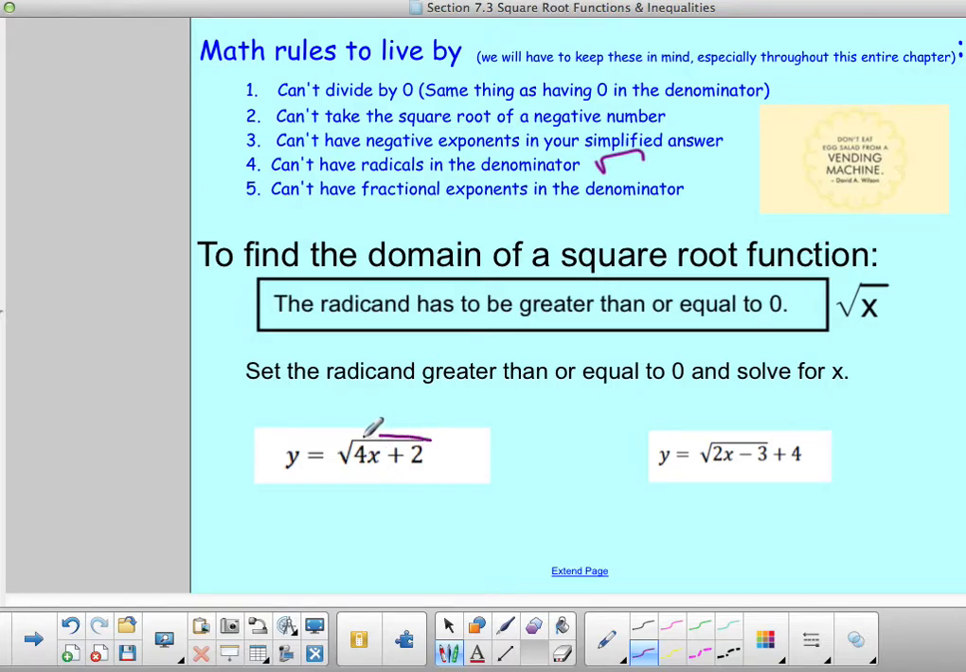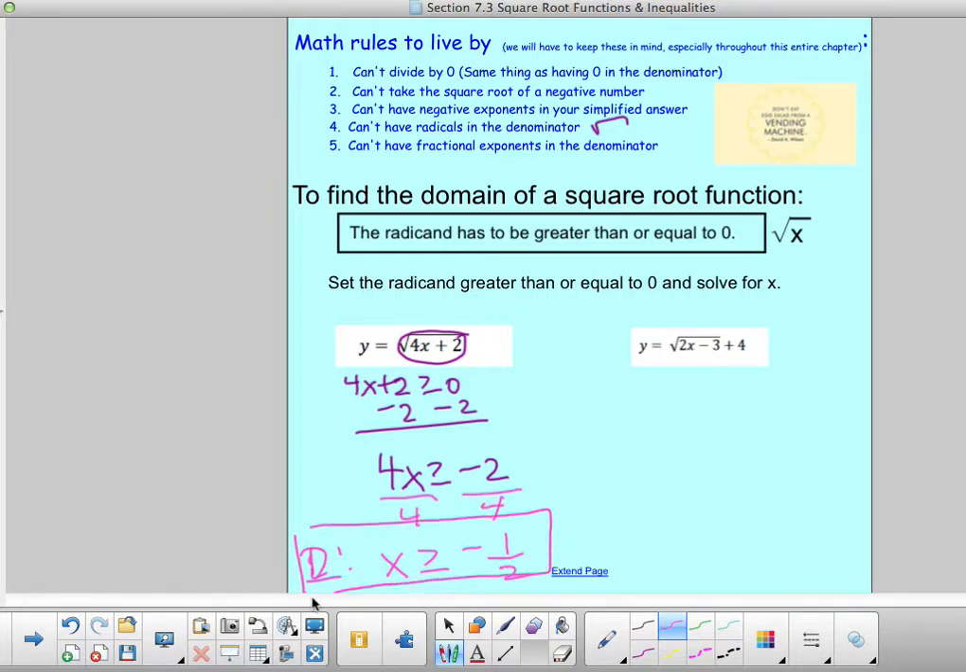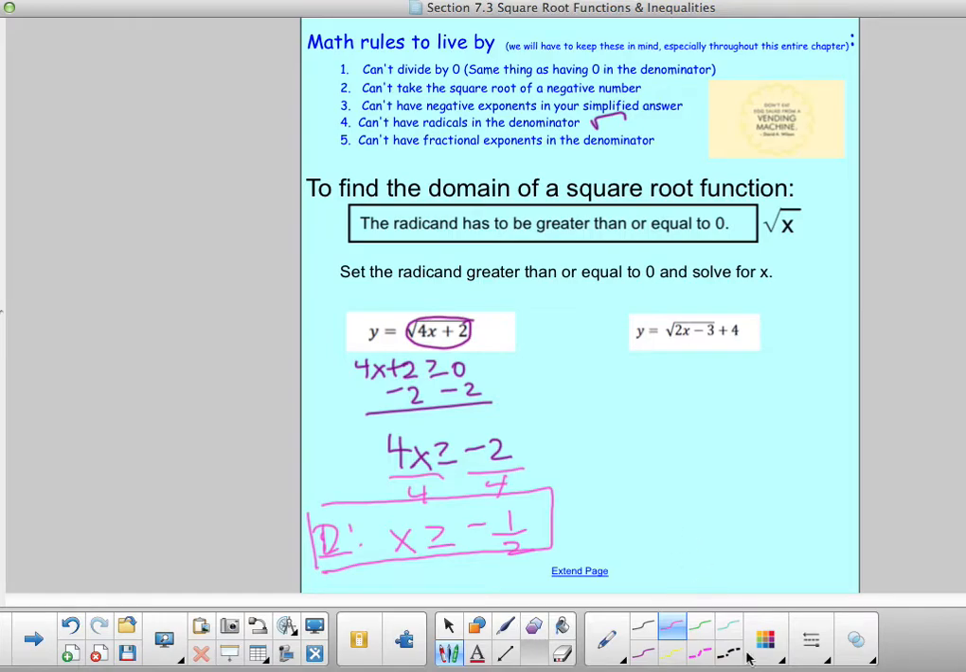So what's underneath my radical, I would say 4x plus 2 is greater than or equal to 0. So I would subtract 2. So I have 4x is greater than or equal to negative 2. Then I would divide by 4. So x is greater than or equal to negative 2 over 4, which is negative 1/2. So my domain is x is greater than or equal to negative 1/2.